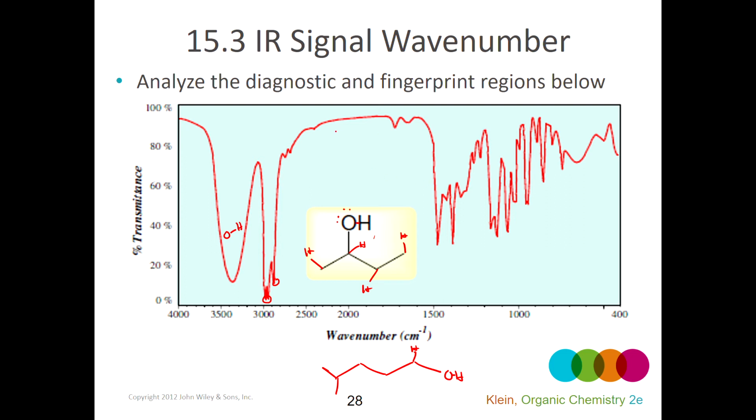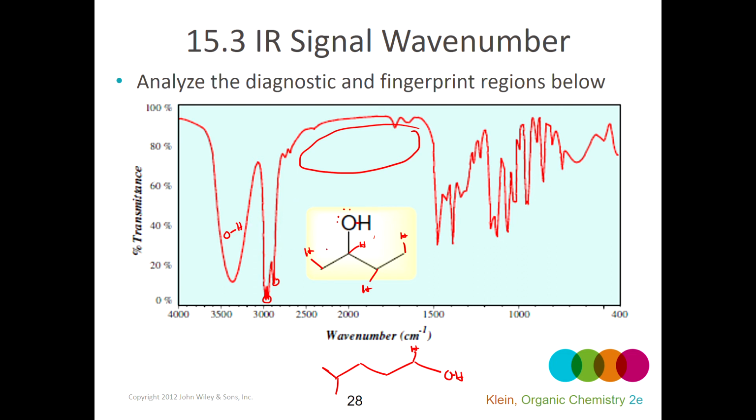I can tell, because there are no real signals in this area between 1500 and 2500, I can rule out that there aren't any triple bonds in my structure. There aren't any double bonds in my structure that would normally produce peaks due to stretching. So I can match the structure with the spectrum, but not exactly, right?